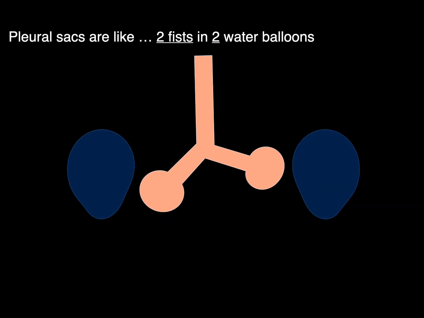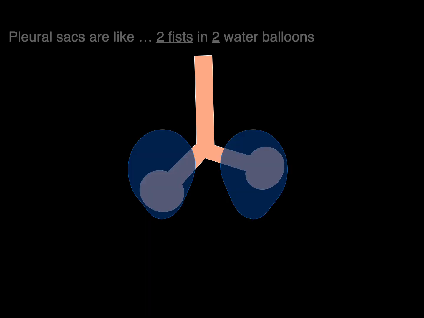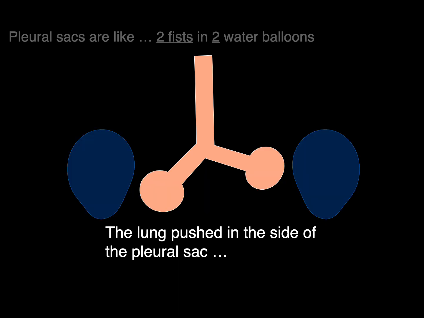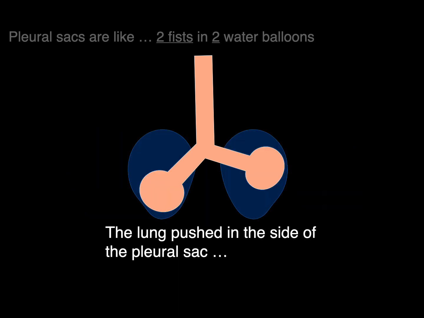Well, the pleural sacs are like two fists and two water balloons. There's the lung tissue, think fist, and there's the water balloon, a pleural sac filled with fluid, and the outside's a serous membrane. And you do this, thump. The lung is not in the pleural sac. The lung simply pushed in the side of the pleural sac and is covered in a serous membrane.